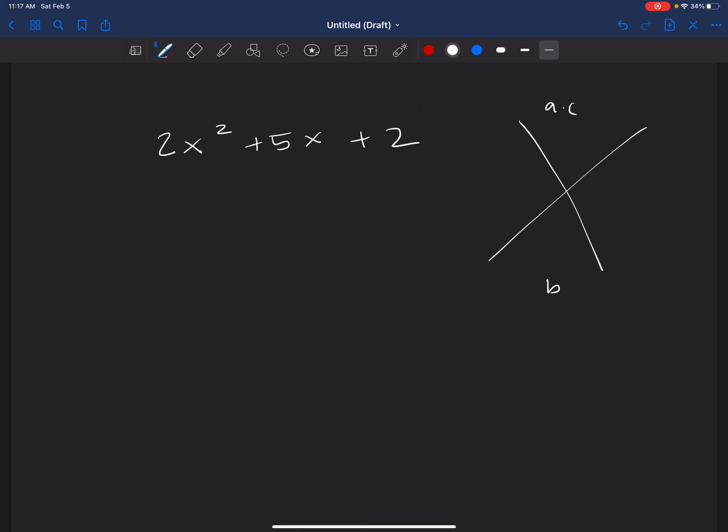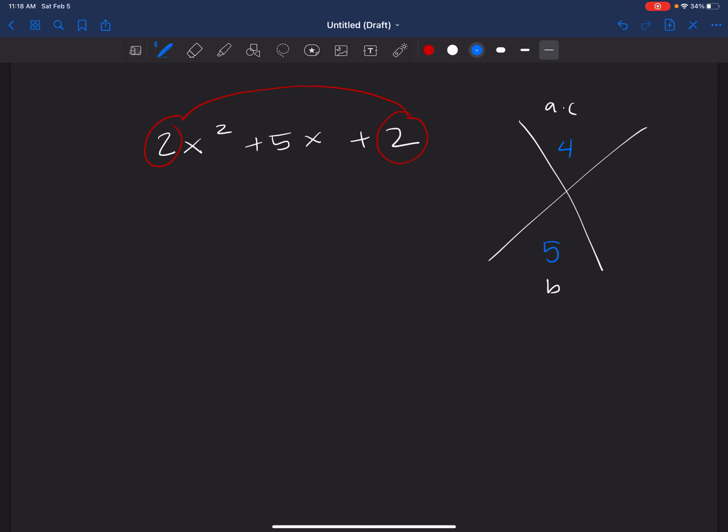So I'm going to go ahead and multiply this 2 by this 2. And that's going to be my a times c. So I'm going to put a 4 over here. And then what goes on the bottom? Well, it's just going to be my 5. So I'll put a 5 here.